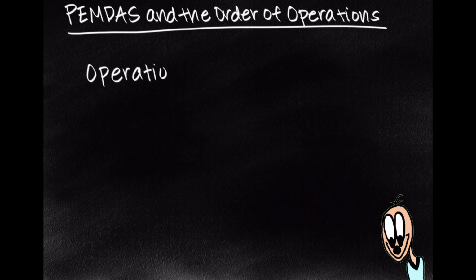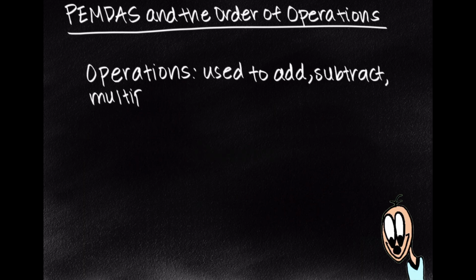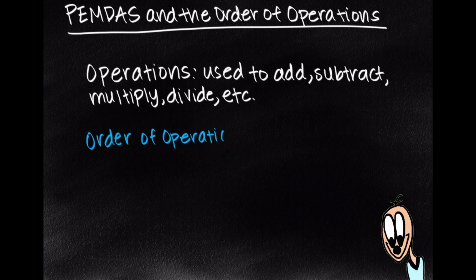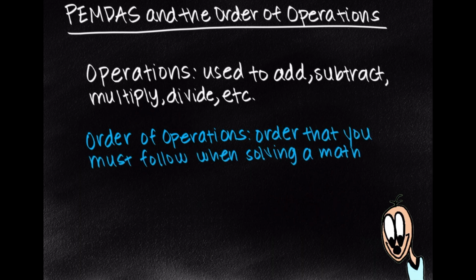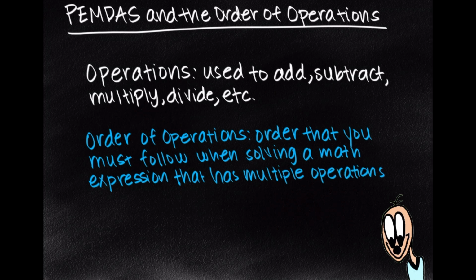So in math, an operation can also be thought of as a function, and it's just used to add, subtract, multiply, or divide. When we say order of operations, we just mean a specific order that you have to follow when you're solving a math expression that has multiple operations. So for example, you could have an equation that has both multiplication and addition, or maybe subtraction and division.